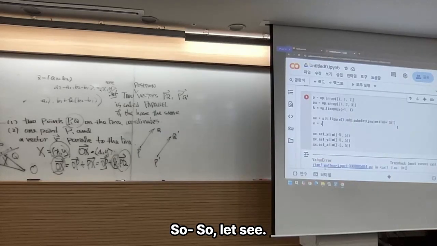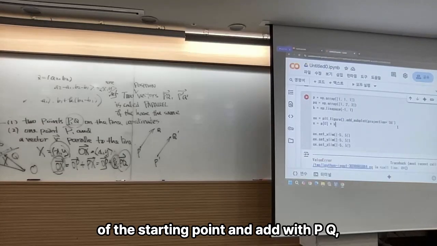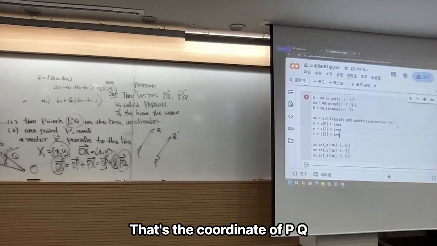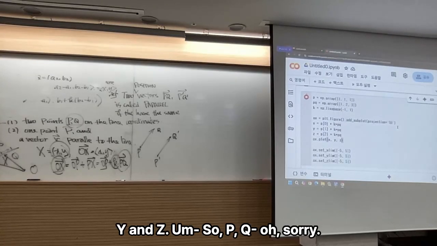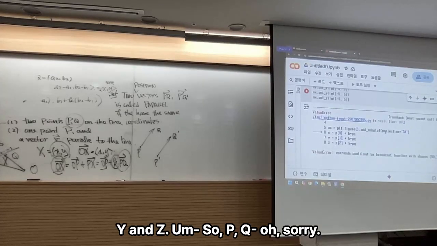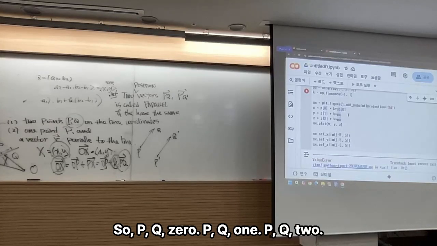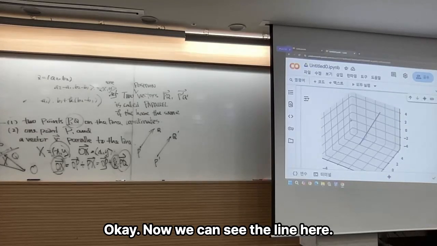So let's see. P0 is the x coordinate of the starting point, added with PQ, and y is P1 plus K times PQ, and z is P2. That's the z coordinate of PQ, and we plot x, y, and z. So PQ0, PQ1, PQ2. Okay. Now we can see the line here.